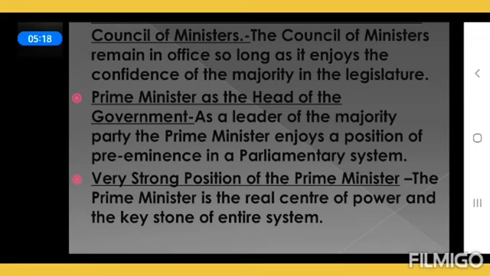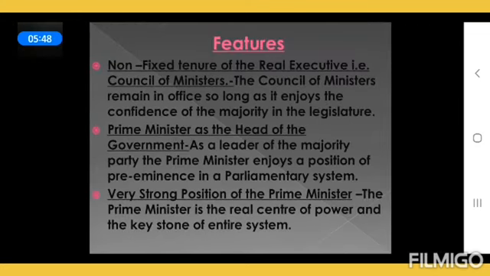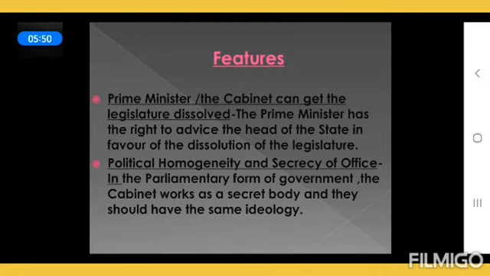So the prime minister, that means he is the linchpin of the parliamentary executive, and the whole of the administration, we can say, revolves around him. That is why he holds a very strong position in the parliamentary form of government. So this is another feature of your parliamentary form of government. Now the next feature.